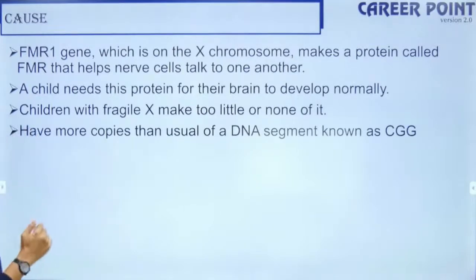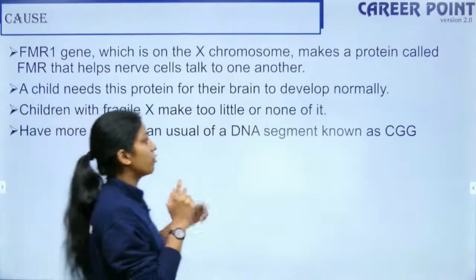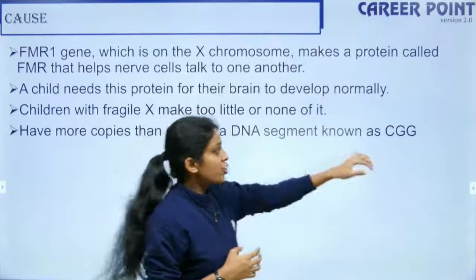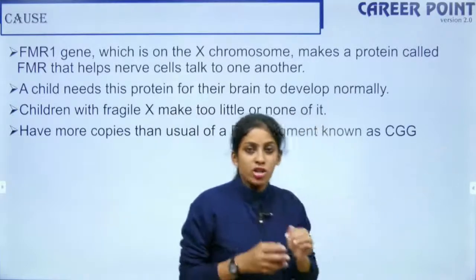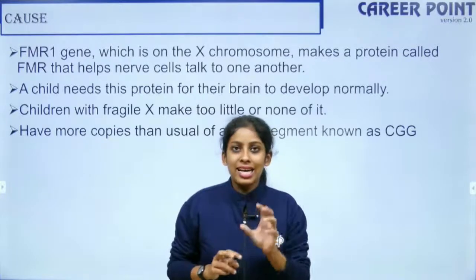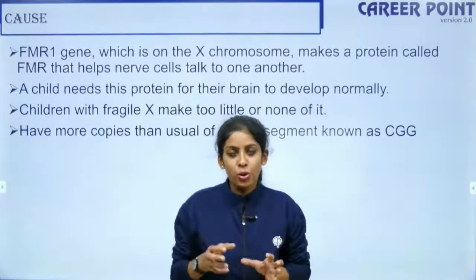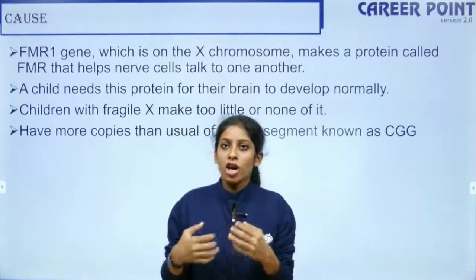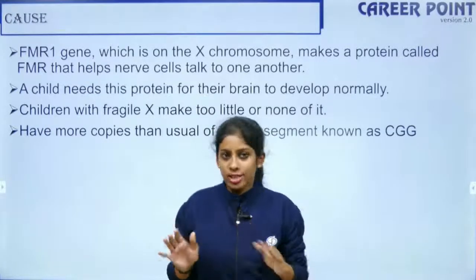So one more reason, they have more copies than the usual of a DNA segment known as CGG. So this is a triplet codon, right? Okay. Now what happens, we have what is known as satellite DNA. The satellite DNA is made up of repeats. So you have repeats, so you classify the repeats as satellite DNA. Right? So normally our DNA has a lot of repeats, that is normal, right?